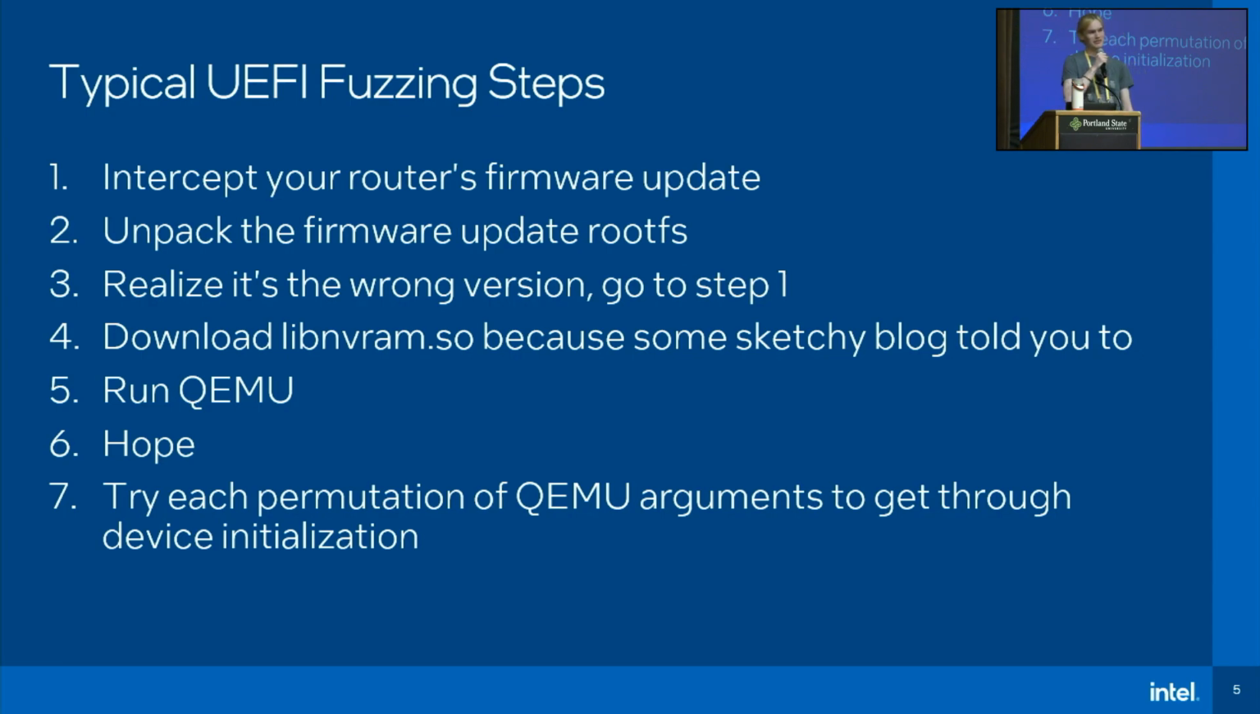you run QEMU in the unpacked root file system. And if you're really lucky and your router is an x86 machine, it'll probably run. But more likely, it's running MIPS, so you're going to need to Google that. And somebody's blog is going to tell you that libnvram.so from this GitHub repo that you need to hit translate on is going to work. So you download it. And you compile it on your machine. You don't read the code.